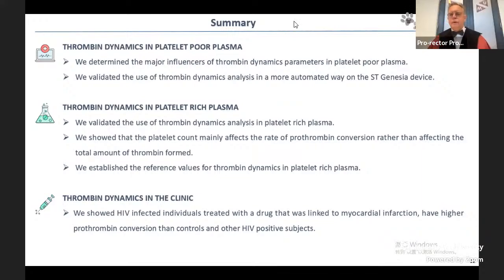Yes, thank you very much for this summary. And I will go to the actual opposition. The first question will be asked by Professor Heemskerk, an emeritus professor of cell biochemistry of thrombosis and hemostasis at our own university. Professor Heemskerk, the floor is yours.